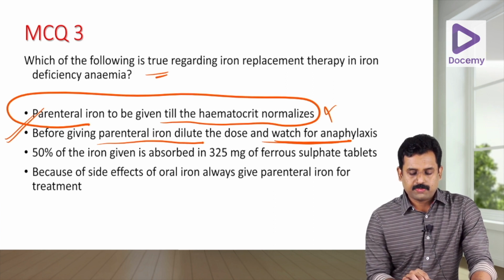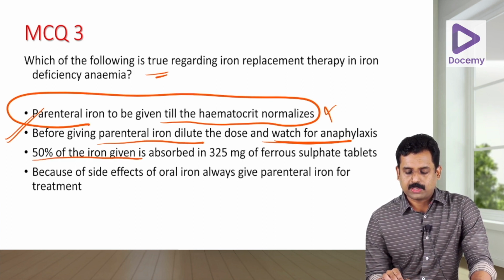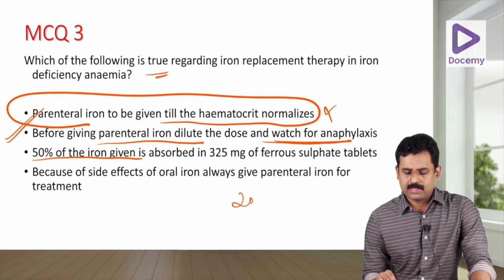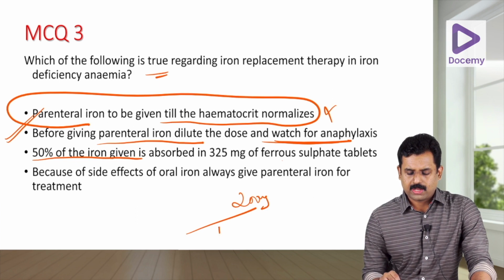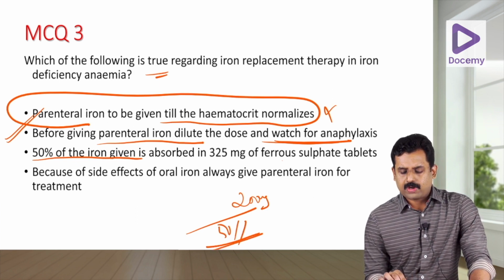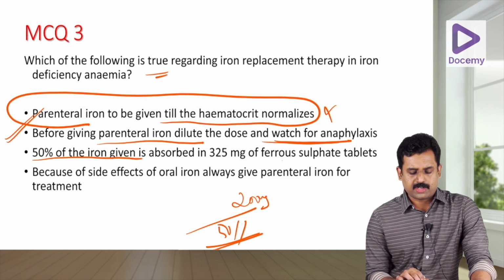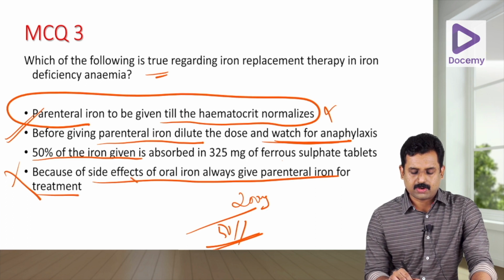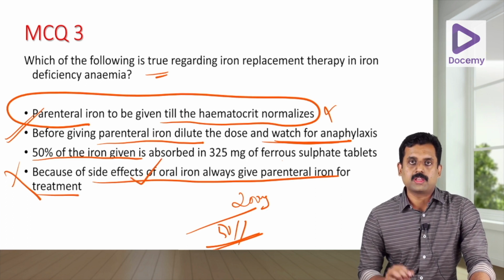The third point, 50% iron given is absorbed in 325 milligram of a sulfate tablet. Now, if you are giving 200 milligram of elemental iron, around 50 milligram will be absorbed. Okay. Because of the side effects of oral iron, always give parenteral iron for treatment. Definitely not. We are afraid of anaphylaxis. Always try to give oral iron therapy if possible.